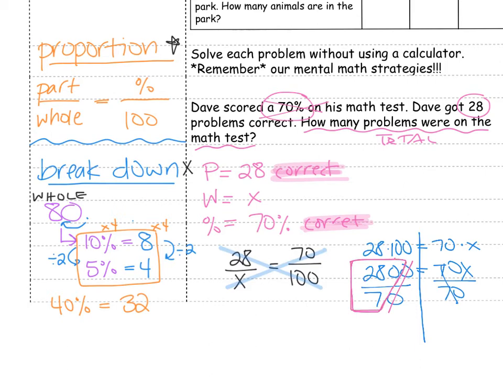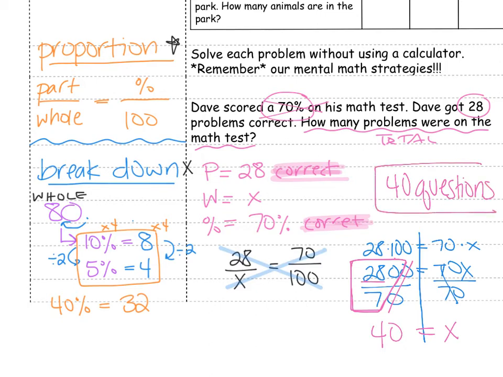I know 7 goes into 28 4 times, and then we have a 0 left over. So it's 40. So how many problems are on the test? 40 questions. Please make sure that you are labeling your answers because these are word problems, so all of our answers need a label.